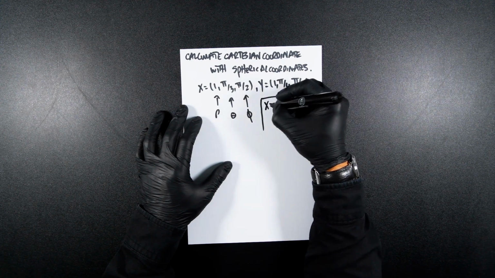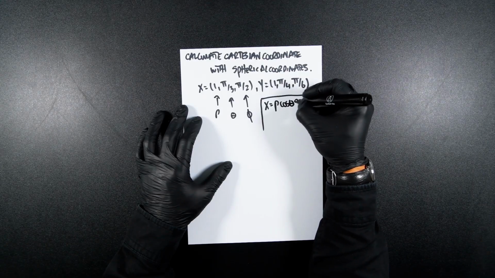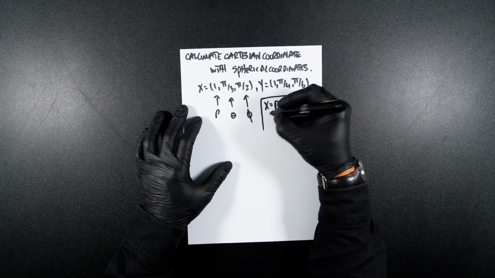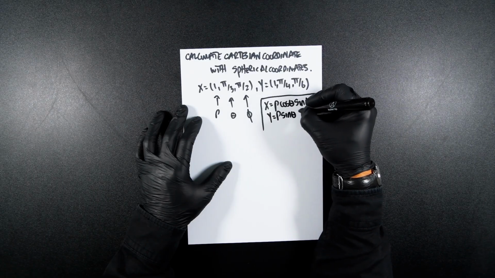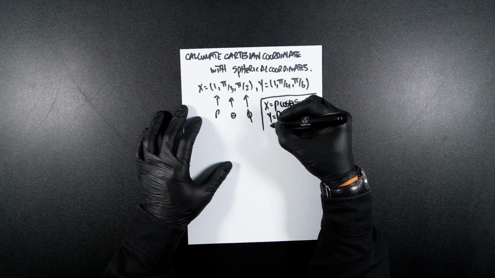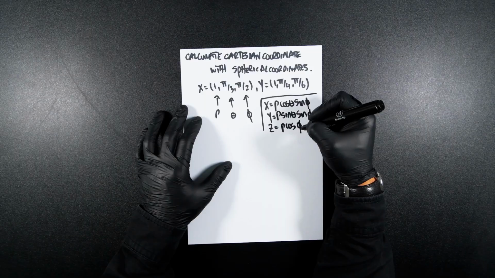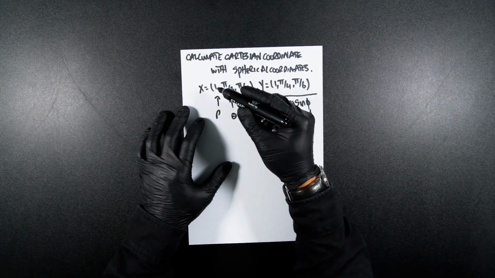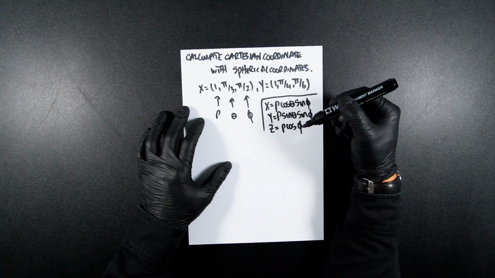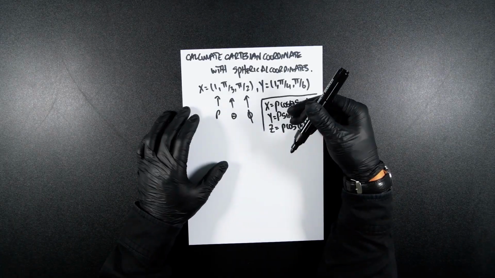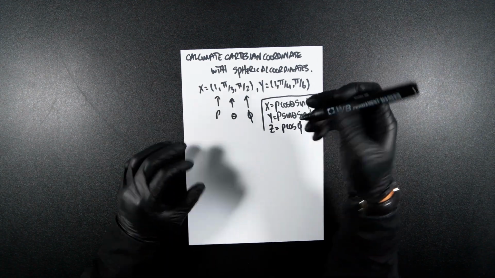So x is going to be rho cos theta sine phi. Y is going to be rho sine theta sine phi. And z is going to be rho cos phi. So now, if we plug in each of these points into each of these, you're going to get another coordinate vector, but it's in the Cartesian setup instead of the spherical one.